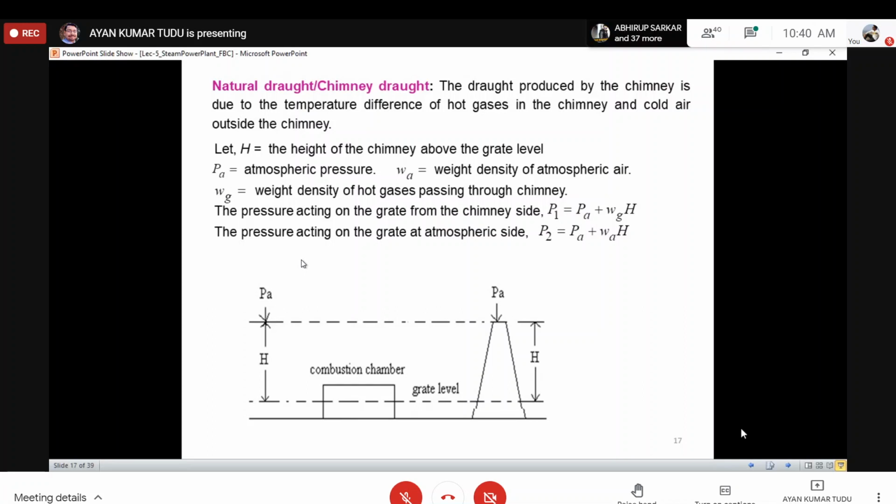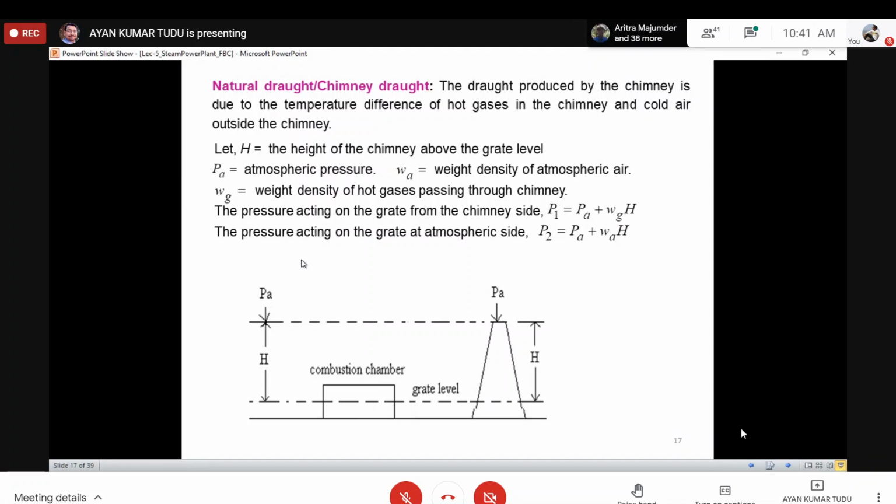So let H be the height of the chimney above the grate level, PA the atmospheric pressure, WA the weight density of the atmospheric air, and WG the weight density of the hot gases passing through the chimney. The pressure acting on the grate from the chimney side is P1, which is equal to PA plus WG into H, and the pressure acting on the grate at the atmospheric side is P2, which is equal to PA plus WA into H. So the net acting pressure on the grate is P2 minus P1, which is equal to (WA minus WG) into H.